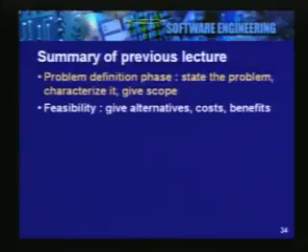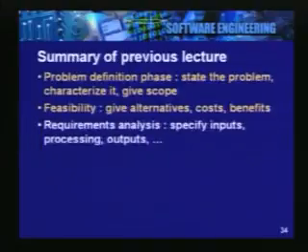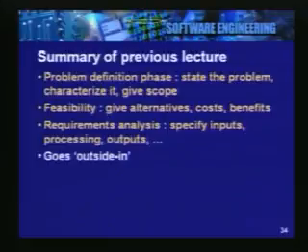The next step we discussed was the feasibility step, where we give different alternatives to the user. We work out their cost and benefits, which may include both the tangible benefits as well as the intangible benefits. And then we started discussing the important phase of requirements analysis, where we specify inputs, processing and outputs.